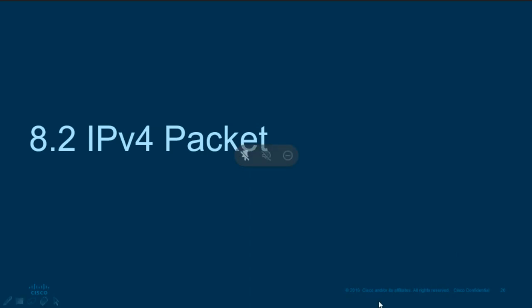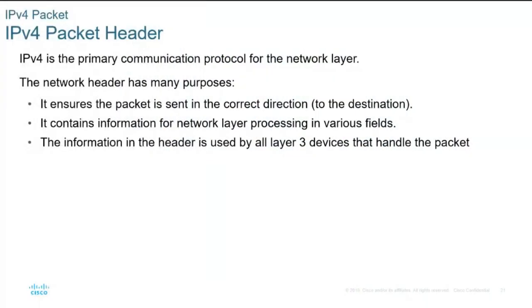Okay, so next, the IPv4 packet, or the Internet Protocol version 4. The IPv4 is one of the primary network layer communication protocols. And the IPv4 packet header is used to ensure that this packet is delivered to its next hop and on the way to its destination device.